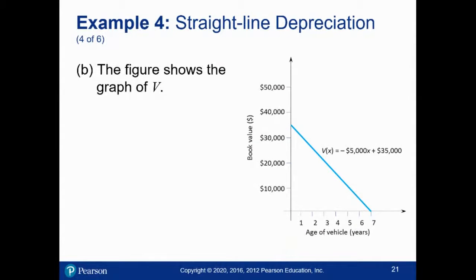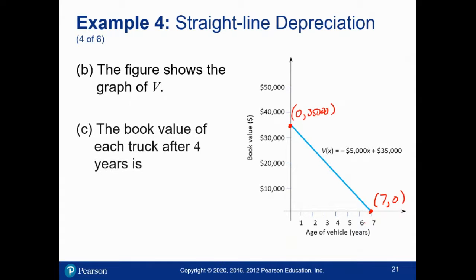So here's a graph, okay? It starts at this intercept. After 0 years, it's worth $35,000. And then it goes down to a value after 7 years of $0. And I connect them with a straight line.